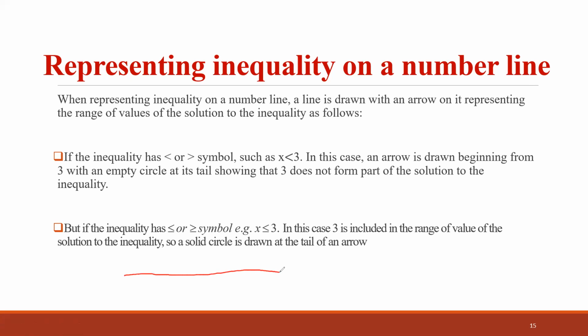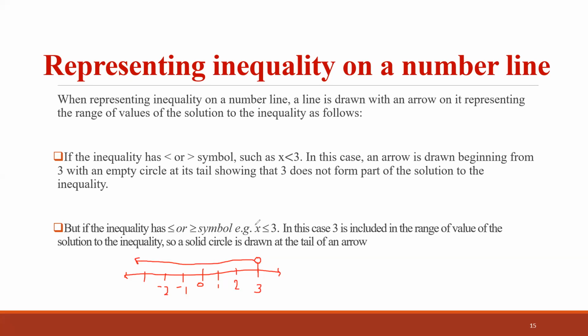We bold it. For example, I can say this is 0, this is 1, this is 2, then this is 3. In the negative direction, we have -1, -2, and others. So I'm saying x less than or equal to 3. I'm going to start at 3 to those numbers less than 3. So they are in the negative direction.